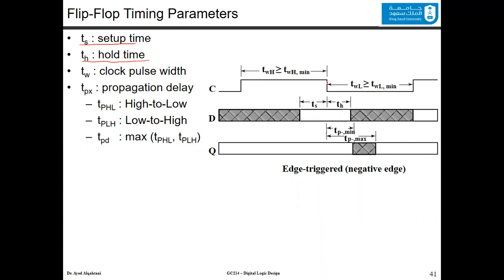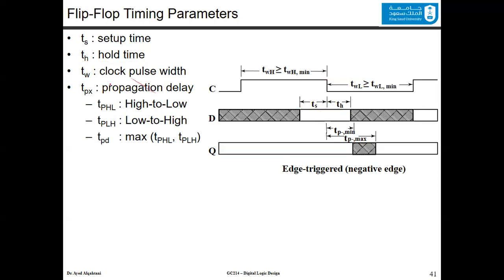Whenever you have this point of time where you pass the value of D to the Q, in our case it was the falling edge, the time just before that is called the setup time. The time after that is called the hold time.